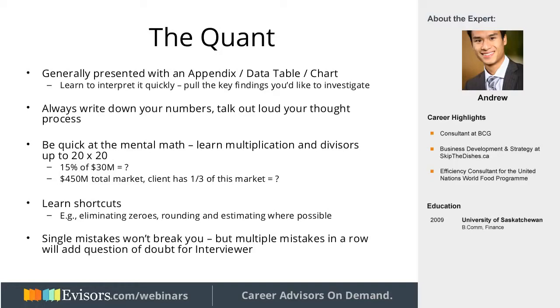Another tip for the quant section is to learn shortcuts. So limiting zeros, rounding, estimating. Estimating is fine as long as you say, is it okay if I round to 1 decimal point or round to the nearest number? The interviewer will be fine unless it's a very easy one to do, but they have no issue with rounding or estimating. And as I mentioned before, single mistakes won't actually lose you the interview. If it's a simple 10 times 9 and you get 89, then it's close enough, but as long as you are able to catch it and say, oh, actually, it should have been 90, then that's fine.